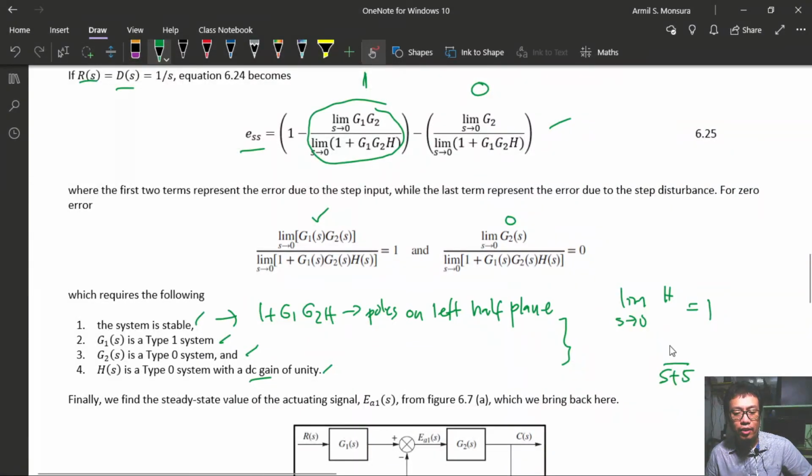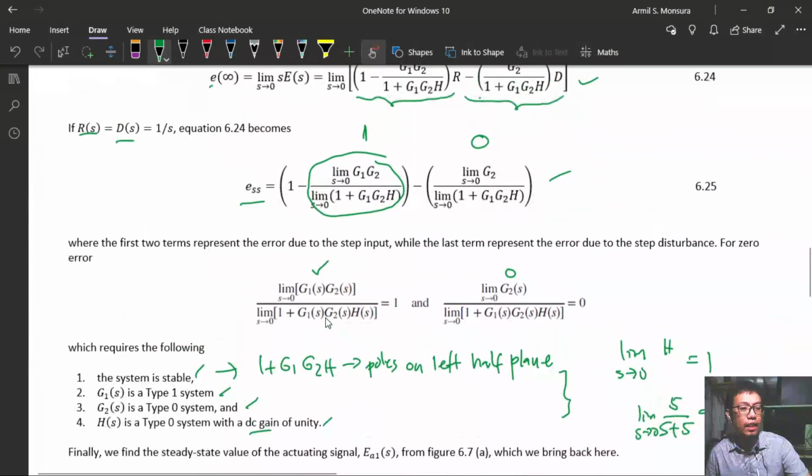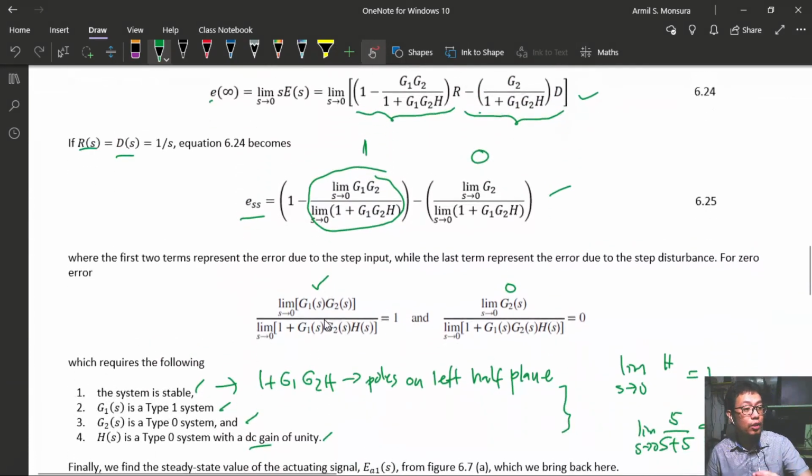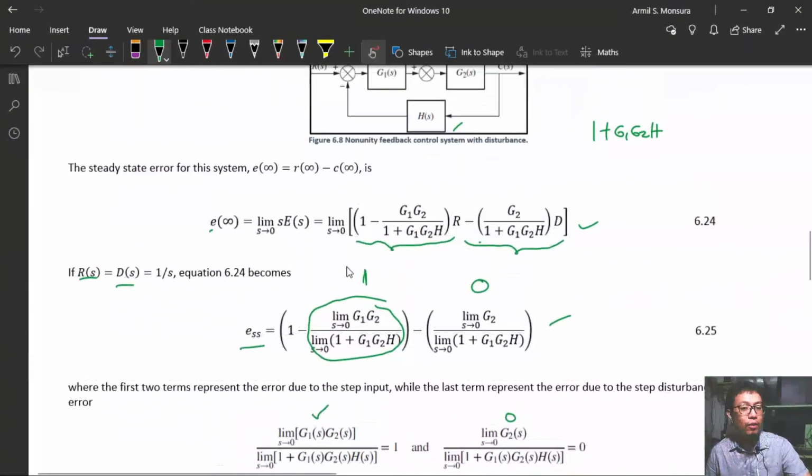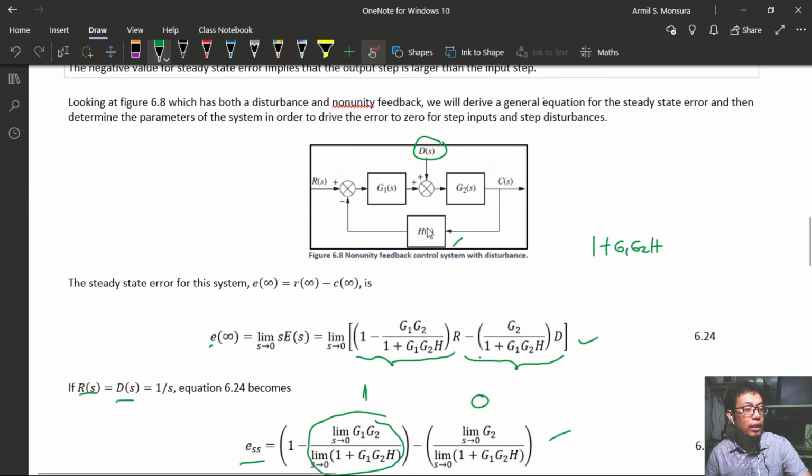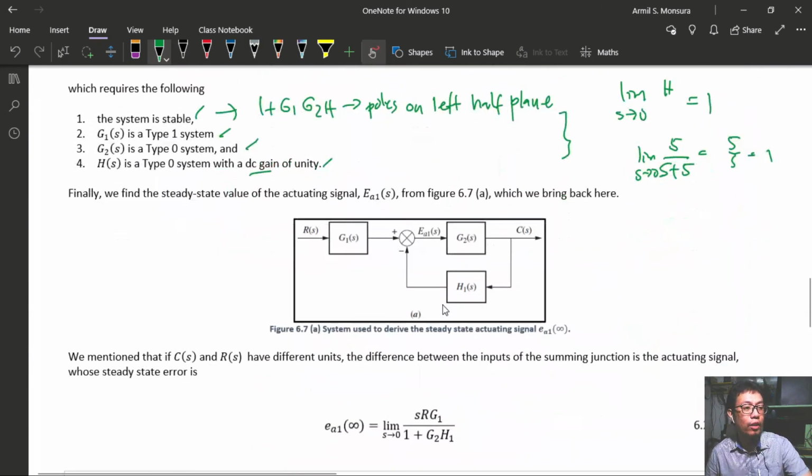So why does this satisfy number 4? Again, when you compute the limit of this as s approaches 0, that becomes 5 over 5 or 1. So that is what we should see. So verify by using particular examples for G1, G2 and H, if the error indeed goes to zero. Okay, so that is how we will reduce the error of your system to 0 when you have a disturbance and you have a non-unity feedback system.